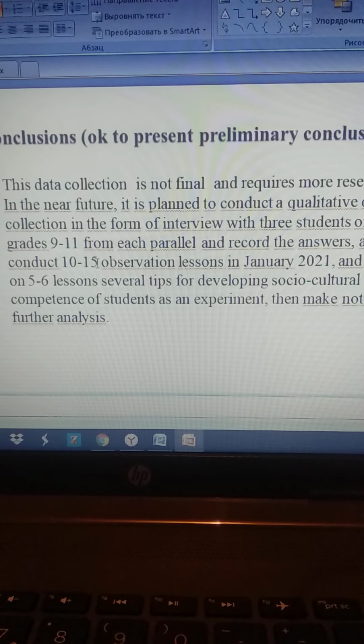Then I will analyze and make notes. I will do it because I want to identify what techniques, methods, and teaching are the best way to improve and develop students' communicative and socio-cultural competence skills.